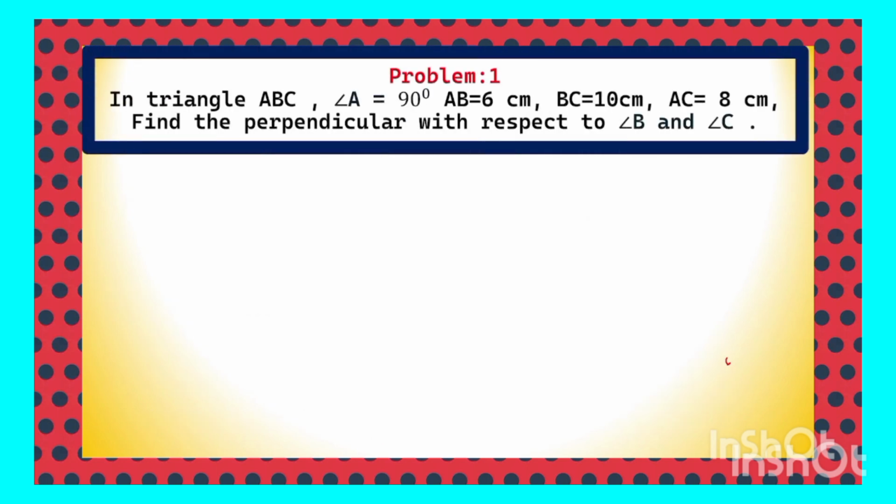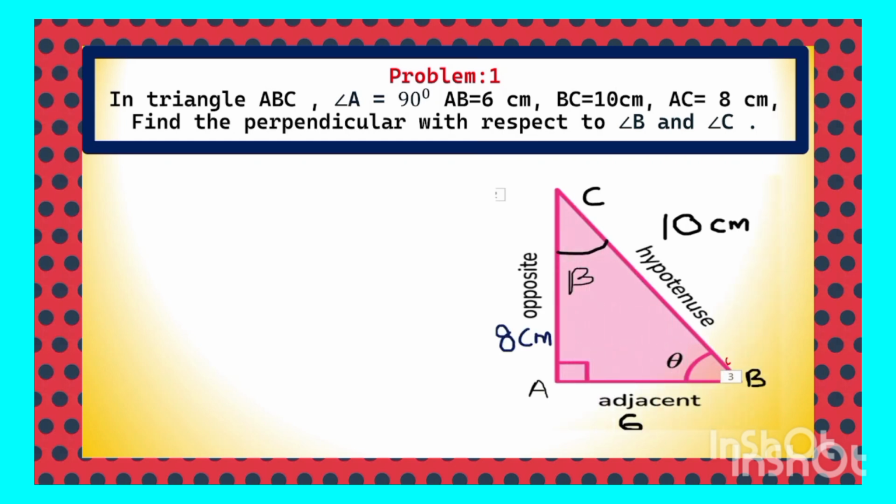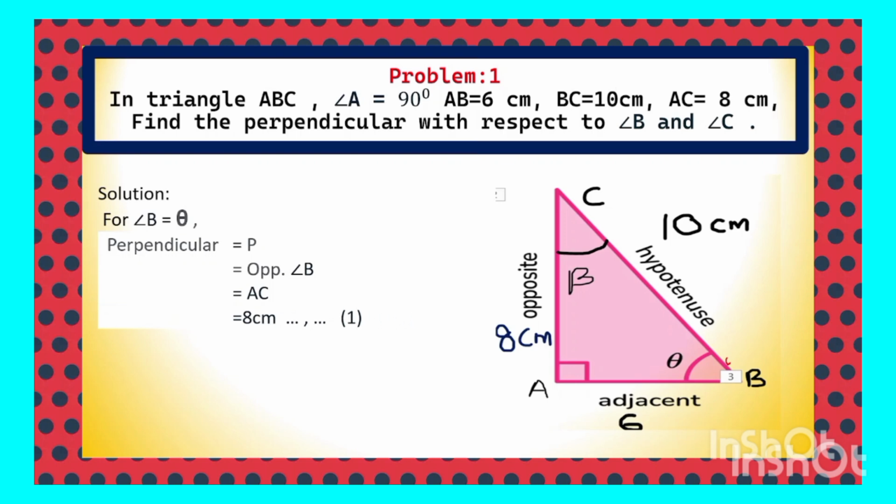Here is a problem in front of you. In triangle ABC, angle A is 90 degrees, AB is equal to 6 cm, BC is equal to 10 cm, AC is equal to 8 cm. You have to find the perpendicular with respect to angle B and angle C. Look at the figure. We find the perpendicular with reference to the acute angle B, and the perpendicular means the opposite side to angle B. The opposite side to angle B is AC, whose value is 8 cm.